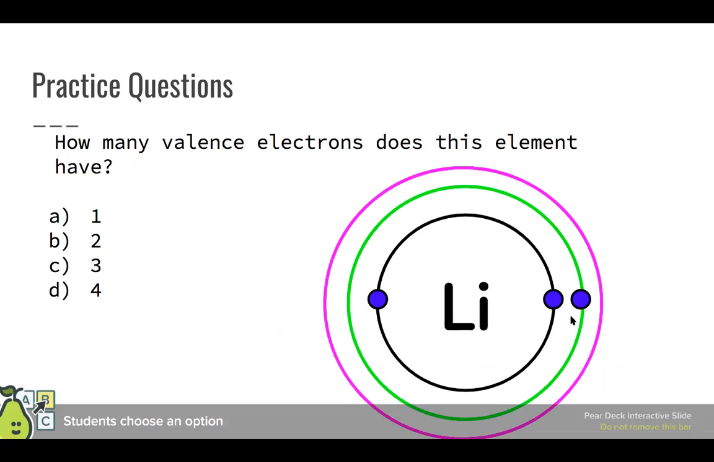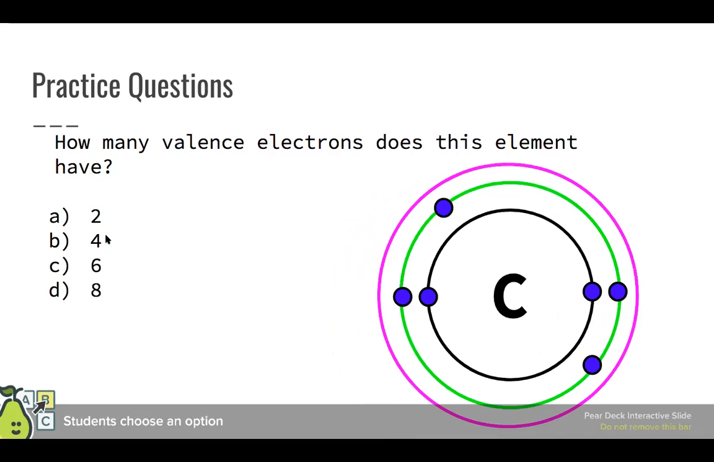Why is lithium, why is the answer 1? There's 3 total electrons, but valence means outermost. Look, 1 right here. This is the outermost ring. Why it's 1. Here, the outermost ring is the green one because it has electrons in it. It's got 2 of them.